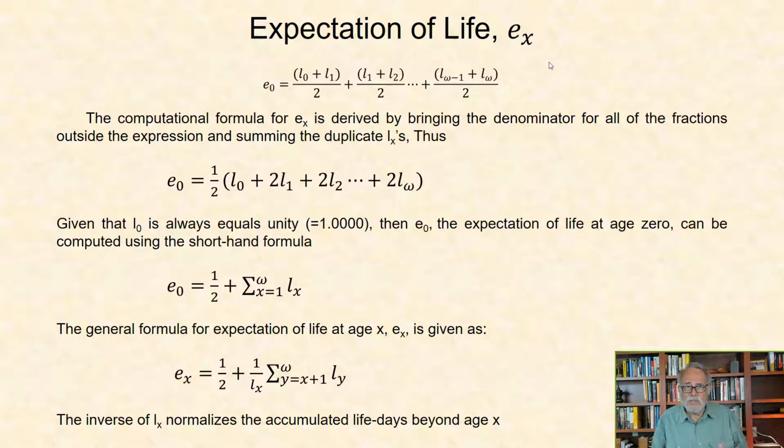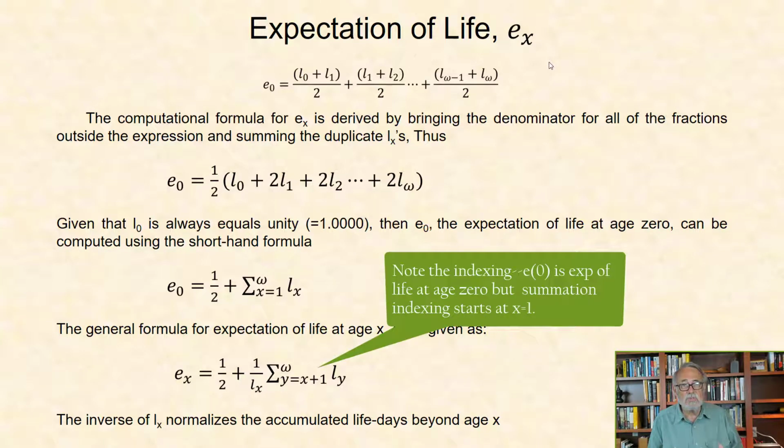The general formula for expectation of life at age x, ex, is given as this expression. The inverse of lx normalizes the accumulated life days beyond age x. Note that the summation index always starts at x plus 1 and not at x.